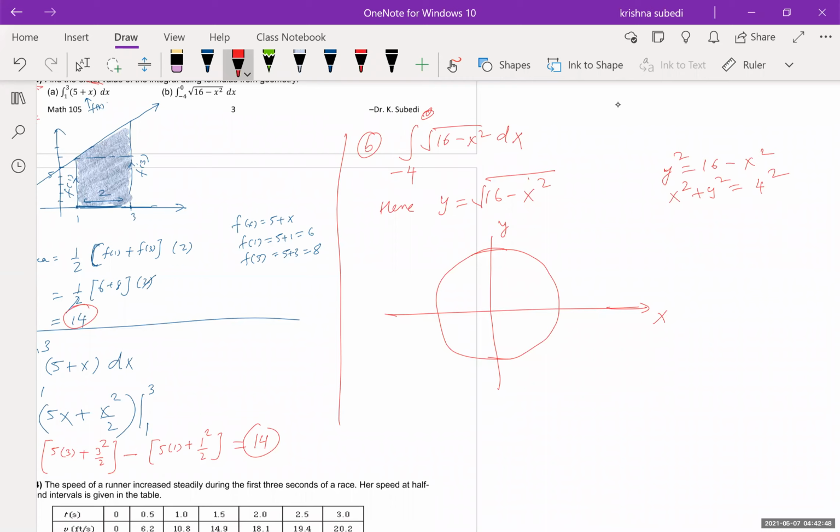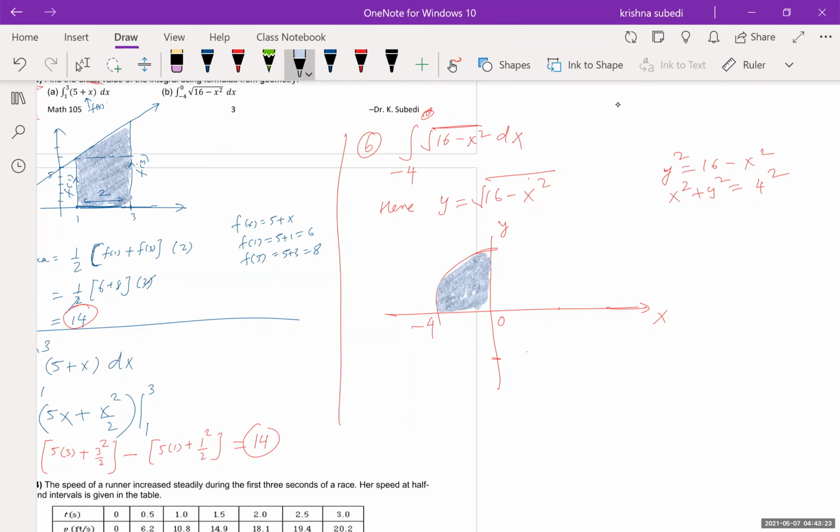of radius 4. But remember, the domain here is from -4 to 0, and this is square root, its upper part only, from -4 to 0. So this means we need to erase this part, we need to erase this part, and we need to erase this part. So this is -4 and this is 0. So we are talking about this area only. Okay, -4 to 0 and under this.